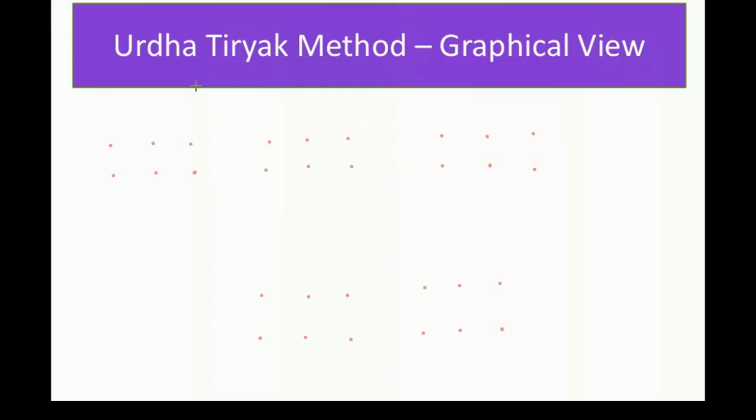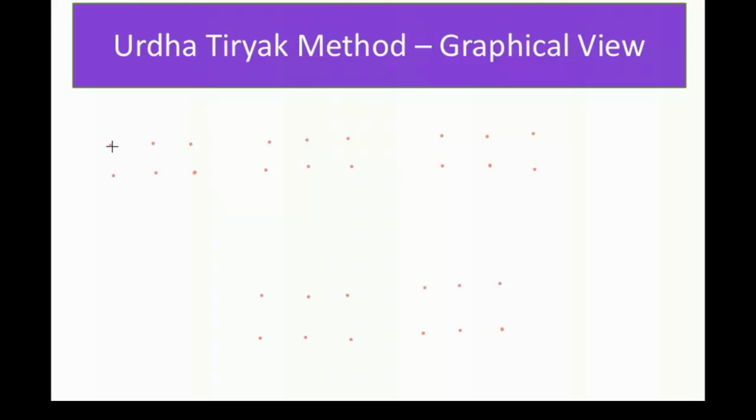We will check how this Urdhva-Tiryak name matches with the action that we are going to do with the numbers, and finally, how it helps us to do some multiplication. So to understand that, first let's look at this method in a graphical way.